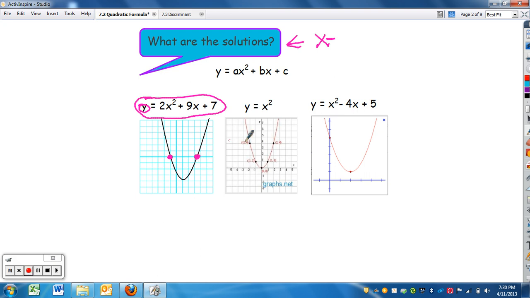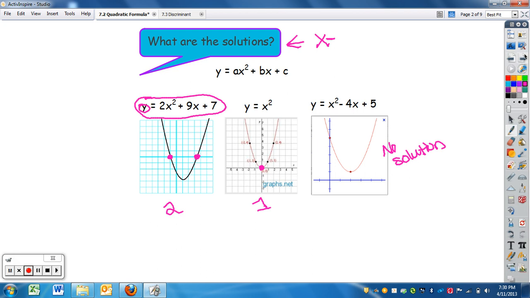On this one, we have only one solution because it only touches the x-axis once. Where something like this would have no solution because it never crosses the x-axis. So quadratics can either have 2, 1, or no solution.